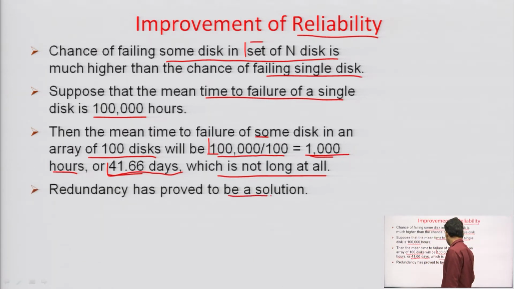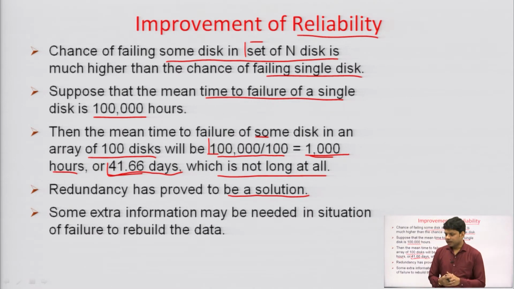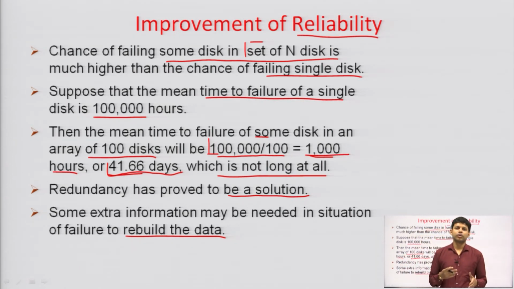Redundancy has proved to be a solution. When we apply redundancy, it means copying one piece of data into 2 or 3 or more locations. That will provide us reliability. Some extra information may be needed in the situation of failure to rebuild the data, like we will see later in RAID levels, how parity is used to rebuild the data in case of failure. But yes, we can solve the problem of reliability by providing redundancy.